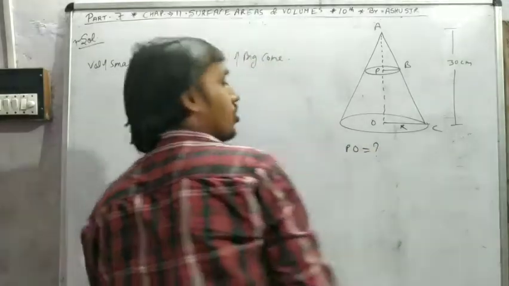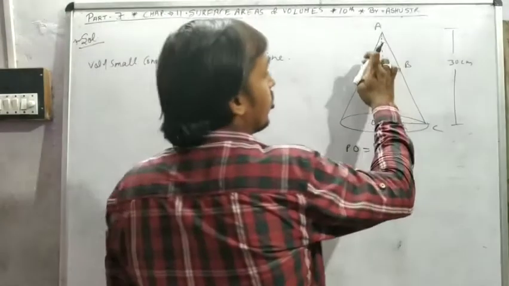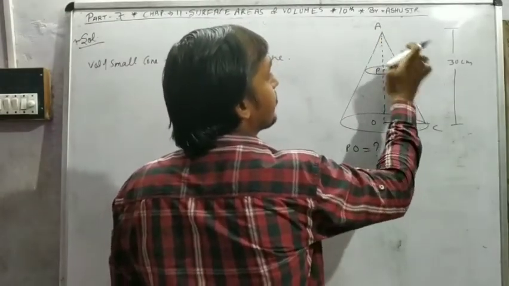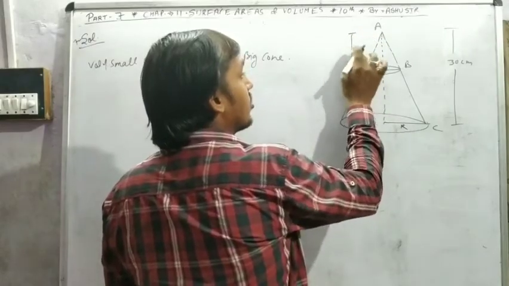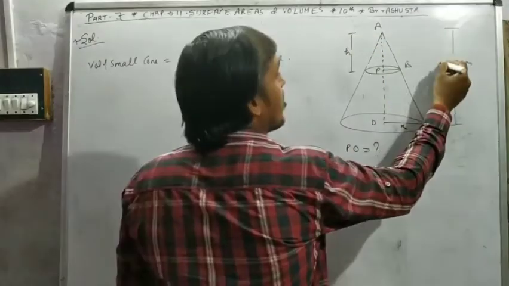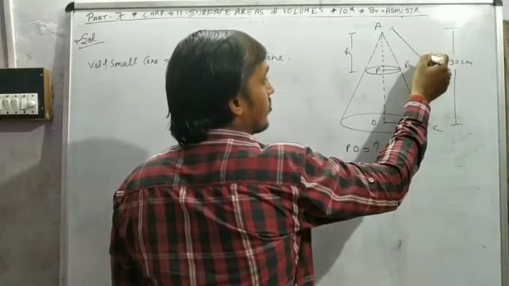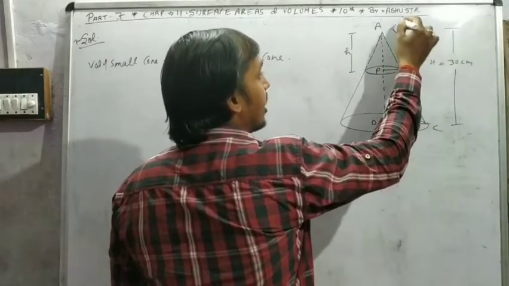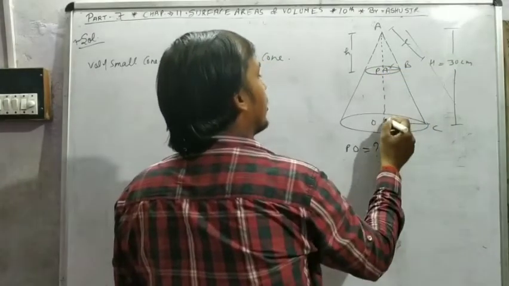It means the question wants PO. What is the value of PO? It means at what height the cone is cut. So this is the small cone, and this is the big cone, with small slant and big slant, but that doesn't matter for this, small r and 90 degrees.